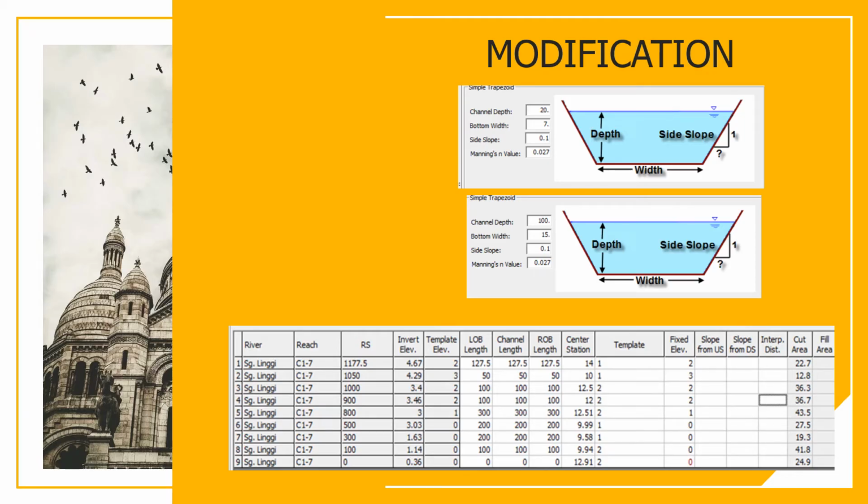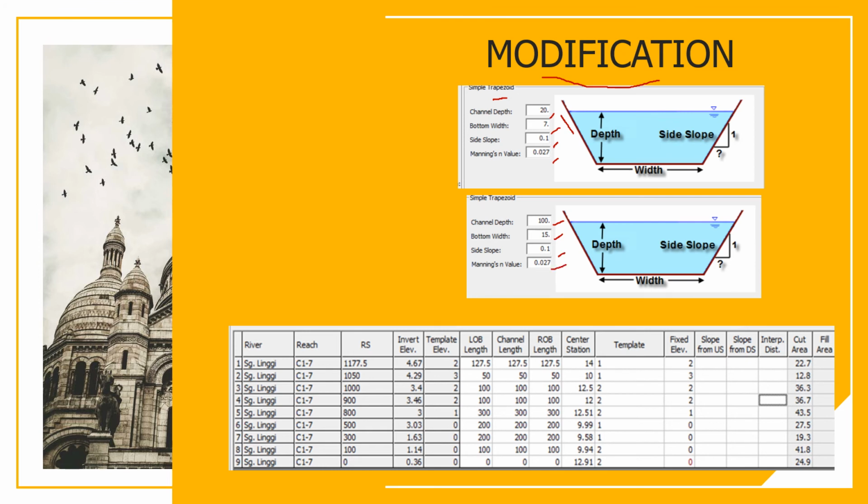As you can see here, I got the modification templates. The first modification template has a channel depth of 20, bottom width is 7 meters, side slope is 0.1 and the Manning value is 0.027. I took a trapezium shape for the modification. The second template has a channel depth of 100, bottom width is 15, side slope is 0.1 and also the Manning value is 0.027.